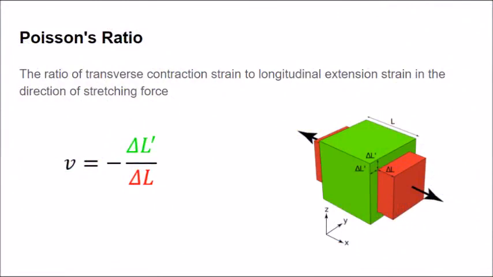The ratio between transverse strain and axial strain when force is being applied along an axis is called the Poisson's ratio. Most materials have positive Poisson's ratios, meaning they expand in the direction parallel to the applied force and contract in the direction perpendicular to the applied force.